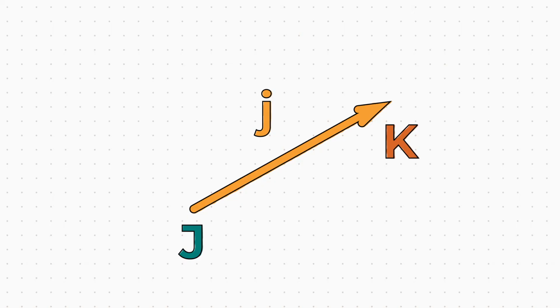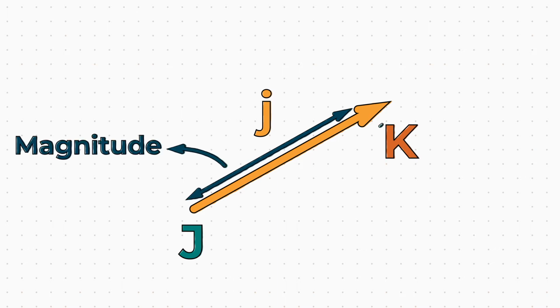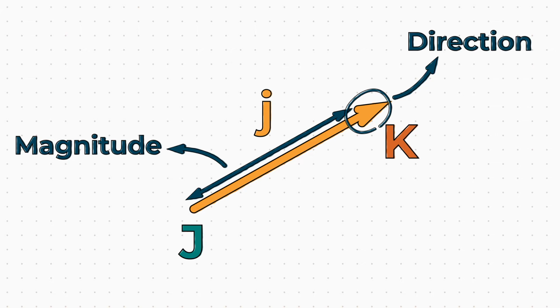Number three, in vector arrows, the length of the arrow represents the magnitude of the vector, and the head of the arrow indicates the direction of the vector.